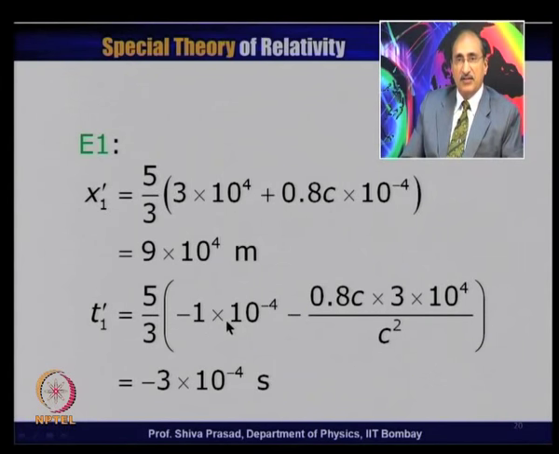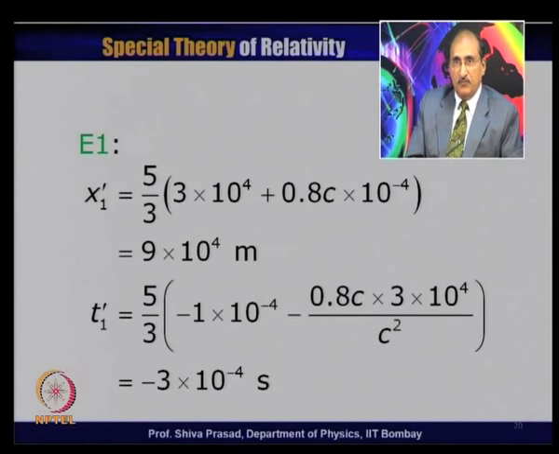Same for the time transformation, t1 prime will be equal to 5 by 3 times, it is gamma times t minus v x upon c square. So, t is minus 1 into 10 to the power minus 4, v is 0.8 c, x was 30 kilometers, 3 into 10 to the power 4 meters, divided by c square. Substitute the value of c, and you will find that this time is minus 3 into 10 to the power minus 4 second. So, according to an observer in the ambulance also, this event occurred before this person had reached the hospital.